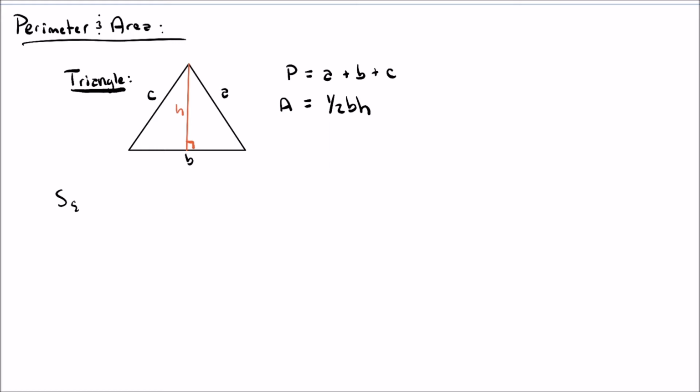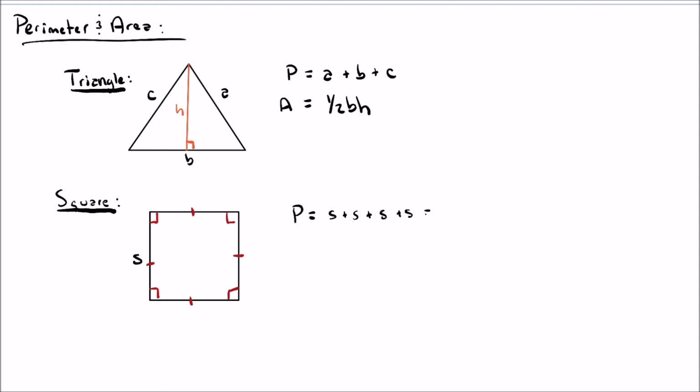Next, why don't we do the area and perimeter for a square. So here is our square, and the square has one side, S, because what's nice about a square is that all four sides of the square are congruent, and they all have congruent 90-degree angles. Squares are special. So the perimeter would be equal to S plus S plus S plus S, or 4S. And the area would be equal to S multiplied by S, or S squared.